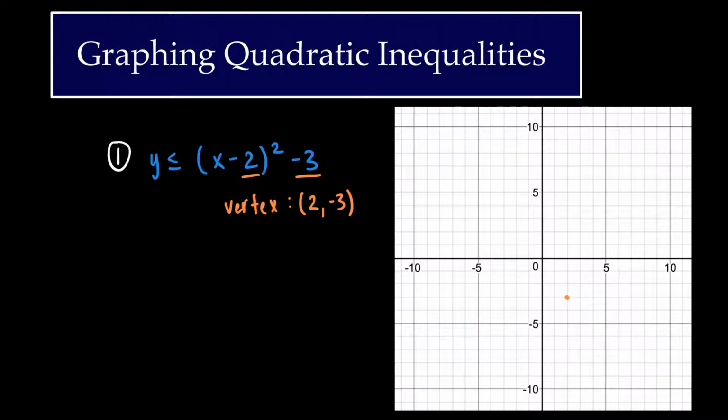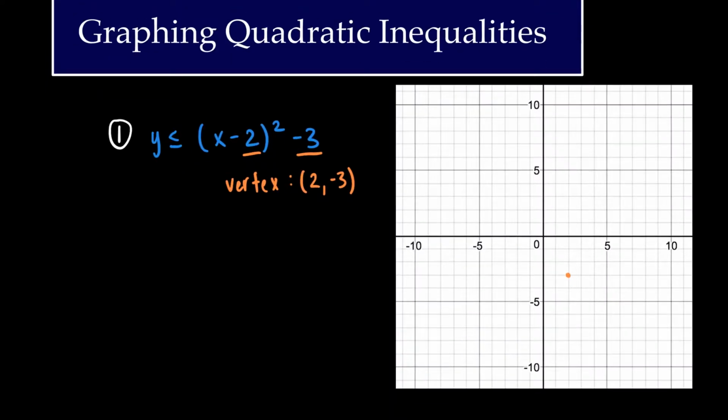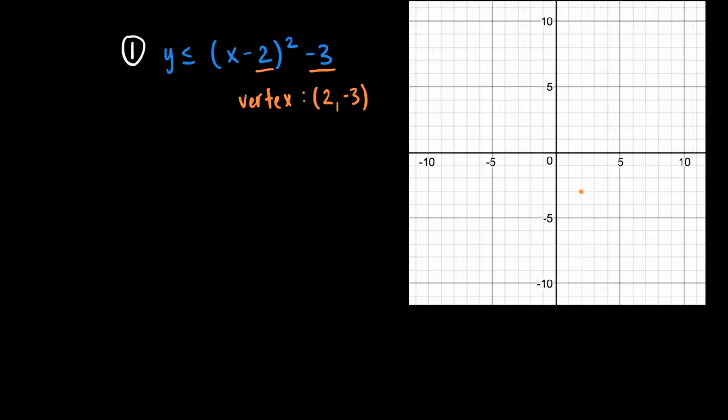And from here, you got some options. I happen to remember that for quadratics, as long as this coefficient here, the number in front of the parentheses, the a value, is 1, then you can go over 1 up 1, over 1 up 3, over 1 up 5, which is nice. That's a nice little trick. But let's assume that we're not going to use that. So all you have to do here is just make a table. When in doubt, make a table.